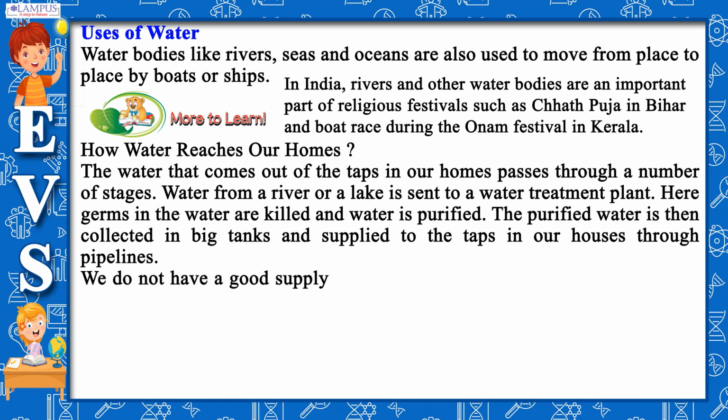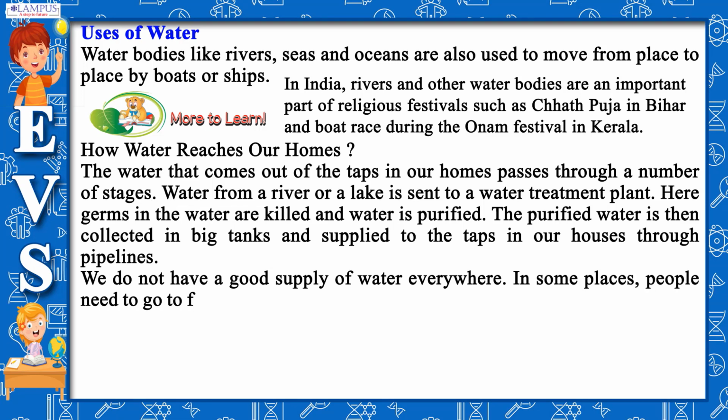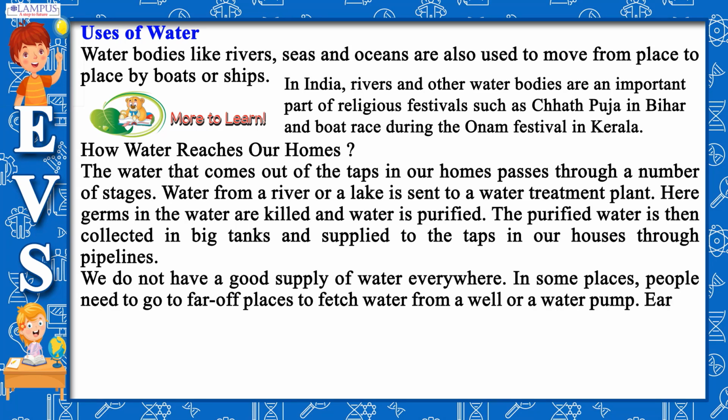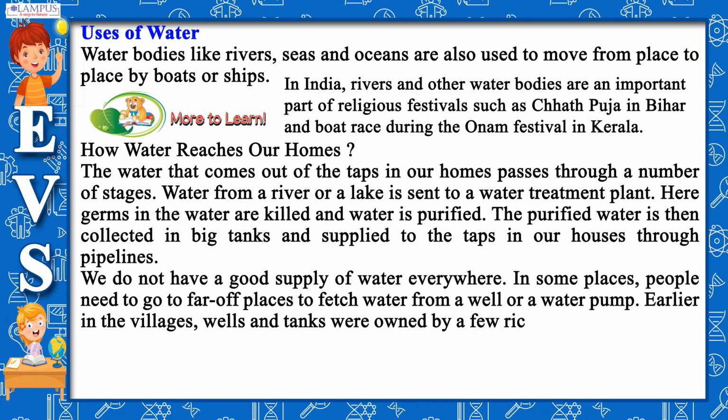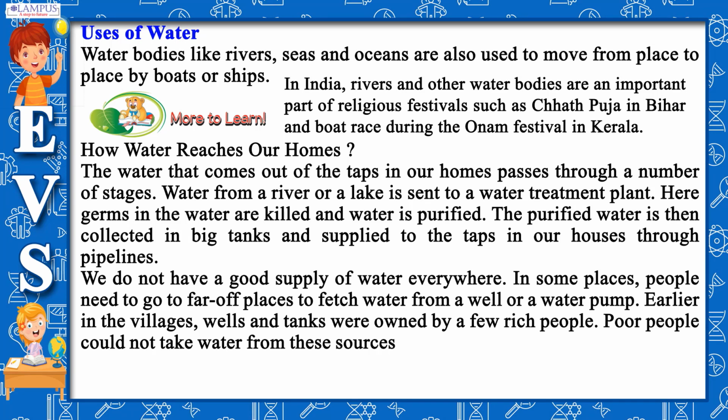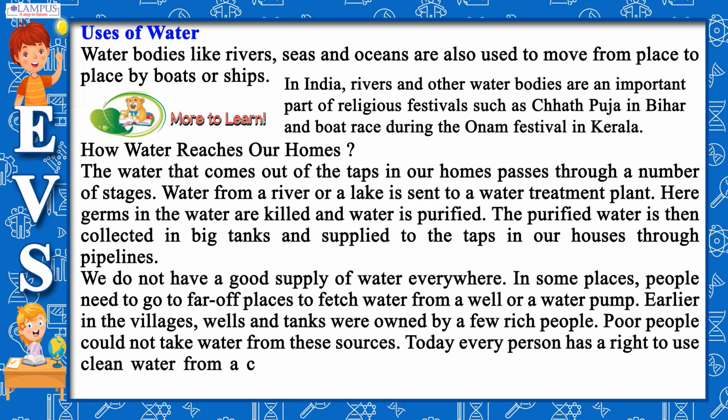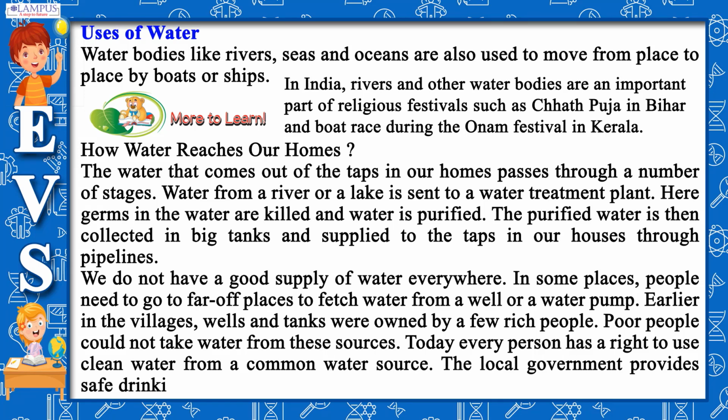We do not have a good supply of water everywhere. In some places, people need to go to far-off places to fetch water from a well or a water pump. Earlier in the villages, wells and tanks were owned by a few rich people. Poor people could not take water from these sources. Today every person has a right to use clean water from a common water source. The local government provides safe drinking water for all in both villages and cities.